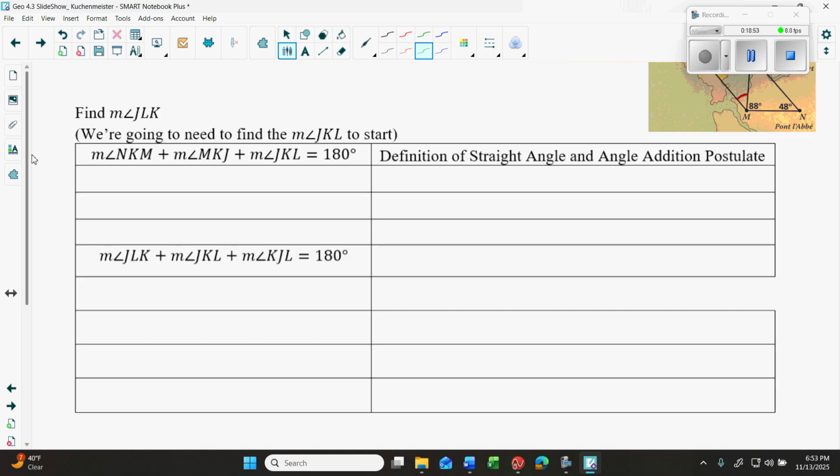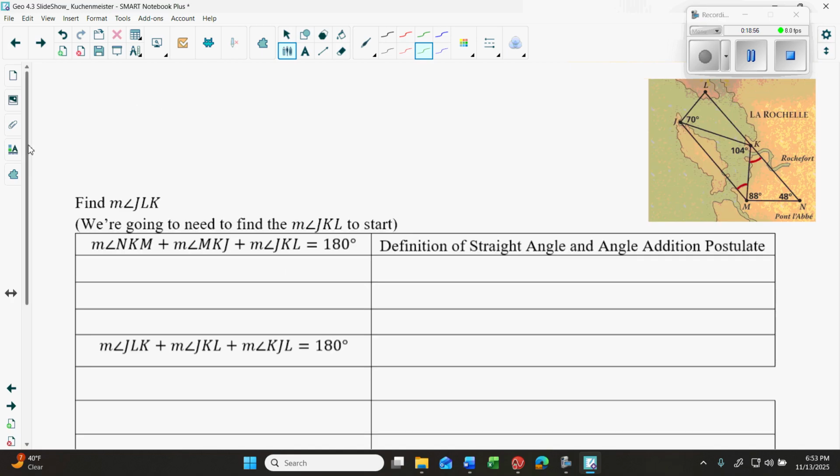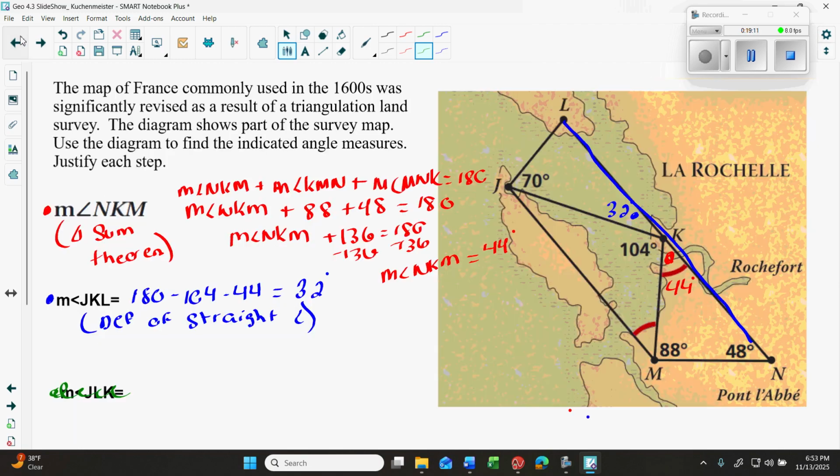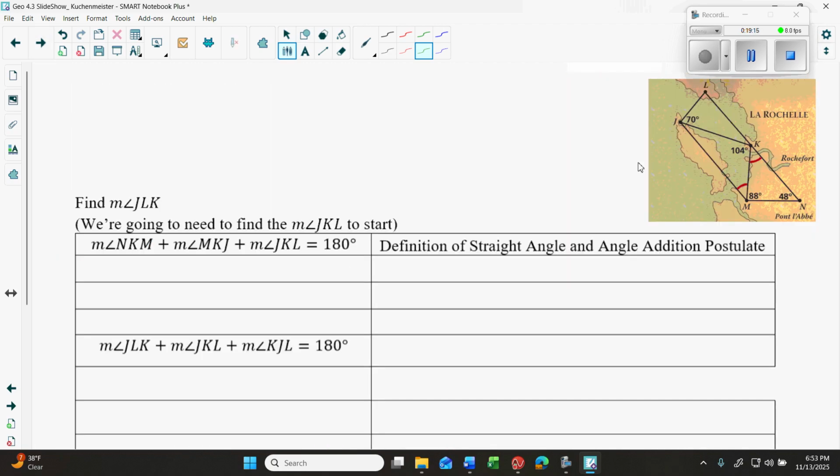All right. So now we're going to use the same diagram, and our end goal is to find JLK, right, which is what we just did. This is why I showed you guys the math first here, just to show you that it's not crazy, but now we're putting it in terms of a proof here.